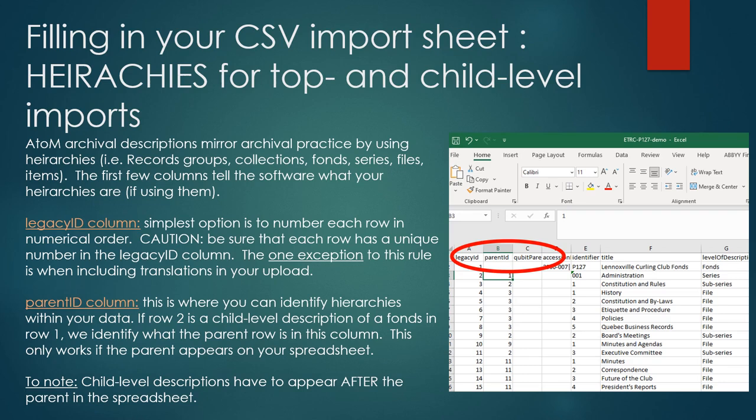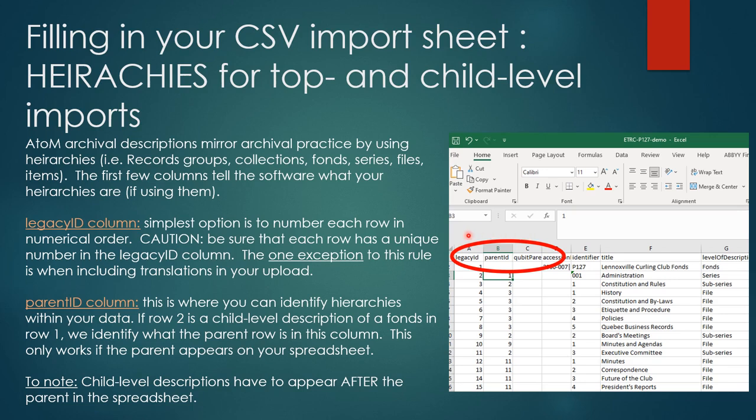So that would be for the parent levels, which are records groups, collections, or fonds, most typically. That would be the highest level, the top level, and then we have child levels. So these could be series, files, or items. The first few columns in our spreadsheet tell the software what the hierarchies are. Our first few columns are legacy ID, parent ID, and then we have a third one, qubit parent slug.